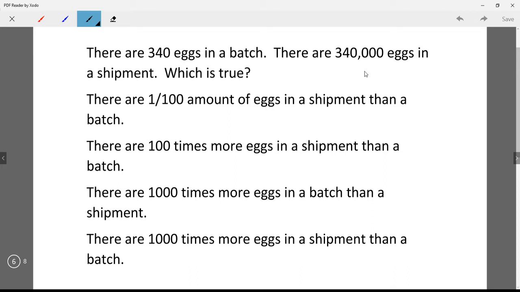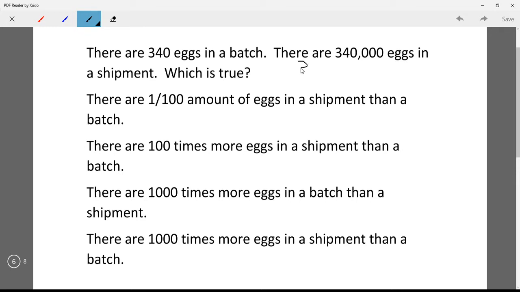In these, there are 1/100th amount of eggs in a shipment than a batch. There are 100 times more eggs in a shipment than a batch. There are 1,000 times more eggs in a batch than a shipment. There are 1,000 times more eggs in a shipment than a batch. Alright, so we have to compare 340 to 340,000.